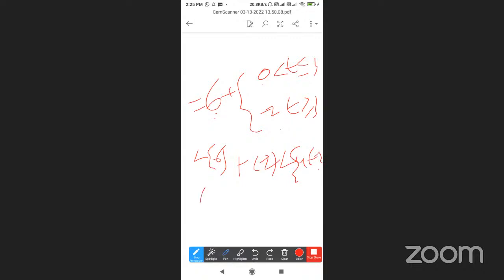Laplace of 6 is 6 by s. 6 is a constant, so take it outside. The Laplace transform of minus 2 times the unit step function is e power of minus 3s by s. So 6 into 1 by s plus minus 2 into e power of minus 3s by s. That is the answer. This is the second shifting property of the unit step function. It is not very important, but it is clearly the second shifting formula.